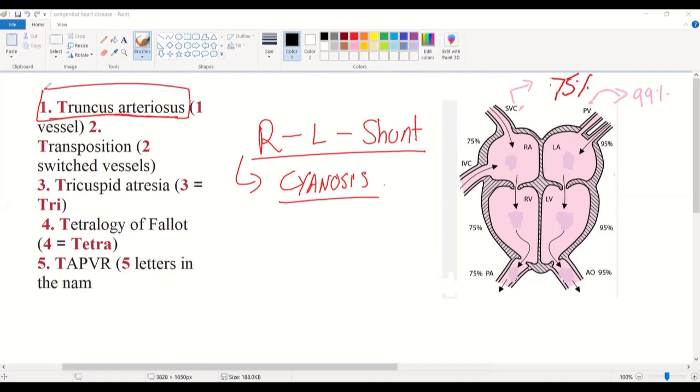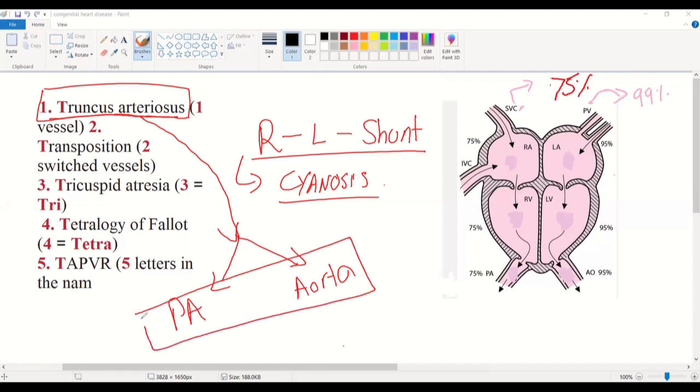The truncus arteriosus is basically a failure to divide into the pulmonary artery and aorta. So in exam, they ask about the embryology and where the pathology lies.